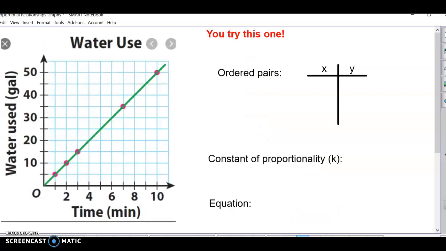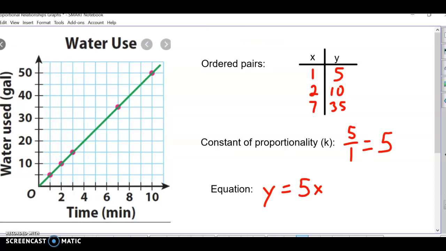Okay, now I want you to try this one. So use this graph and find 3 ordered pairs. Figure out what your constant of proportionality is, and then write the equation. All right, after you do that, come back and check to see that you got it correct.